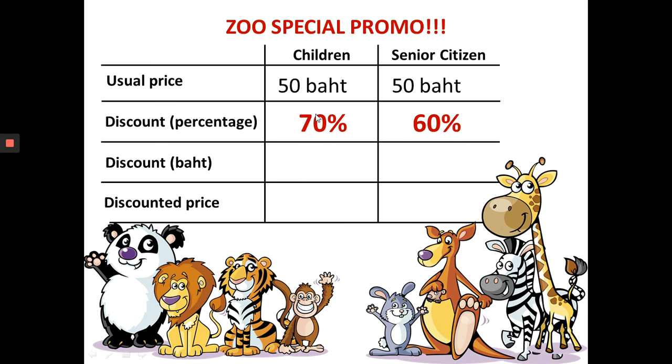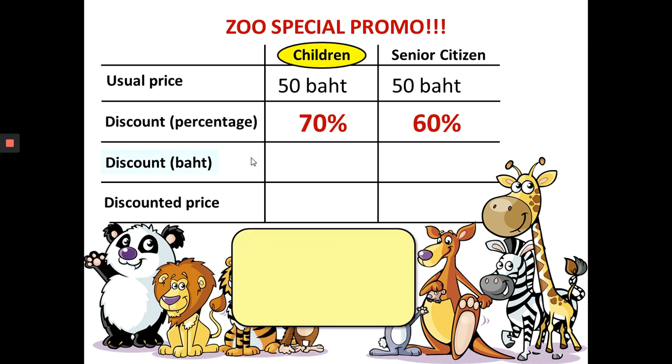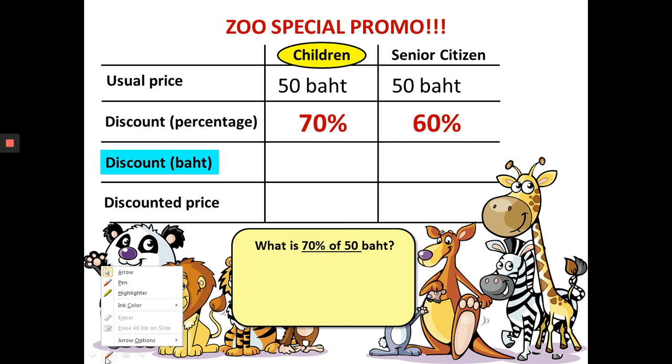So the question is, how much is this? 70% and 60% in baht. They don't know how much is the amount to be deducted from 50 baht. So that's what we're going to do here. We'll try to find out how much is the discount in baht and how much is the new price that they'll have to pay. So let's start with children. The question here is to find out the discount amount in baht. We have to know what is 70% of 50, right? What is 70% of 50?